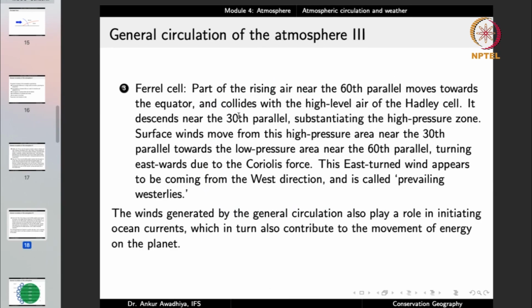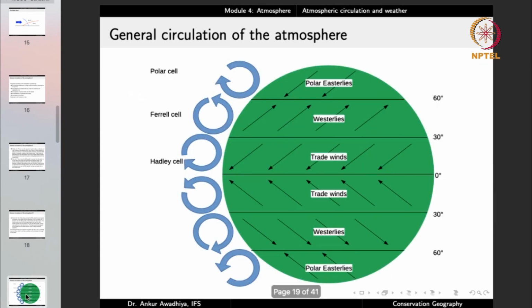It descends near the 30th parallel, substantiating the high pressure zone. Surface winds move from this high pressure area near the 30th parallel towards the low pressure area near the 60th parallel, turning eastwards due to the Coriolis force. This east turned wind appears to be coming from the west direction and is called the prevailing westerlies. So these are the three most prominent planetary winds. We have the trade winds, we have the westerlies, and we have the polar easterlies.